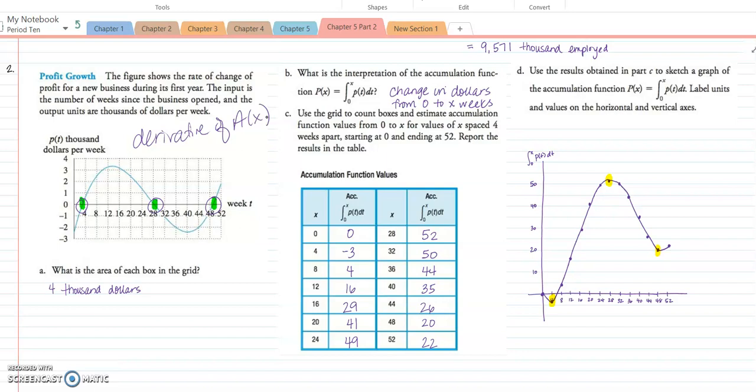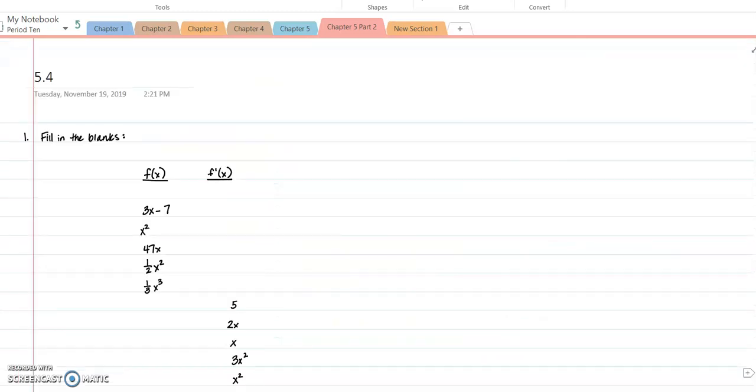That accumulation function has a special name, and we call it the antiderivative. It's going to be important to be able to take derivatives, and it's also going to be important to go backwards and find antiderivatives. So we're just going to look at patterns first.